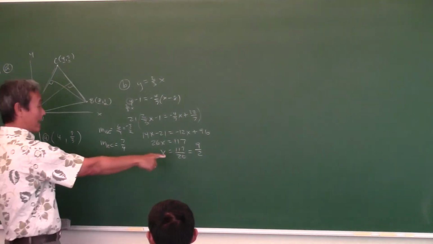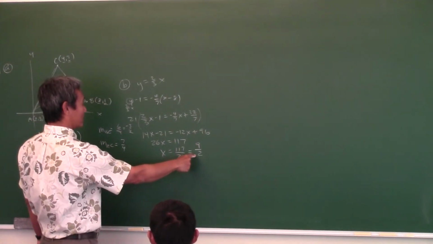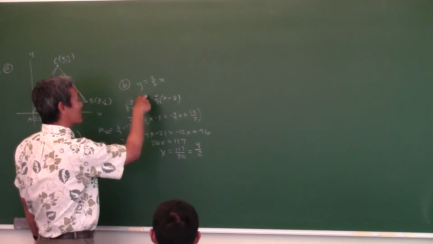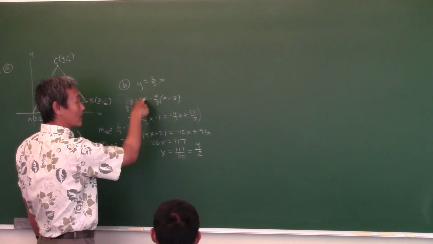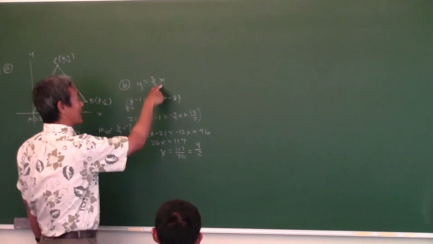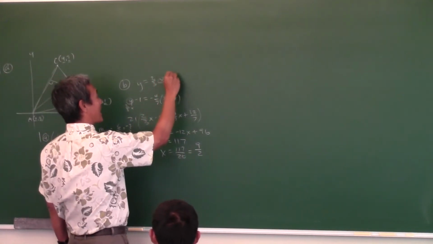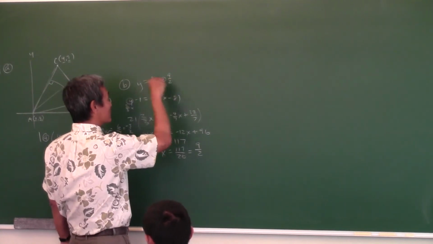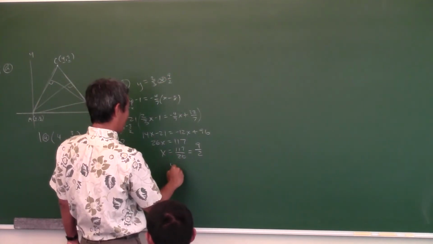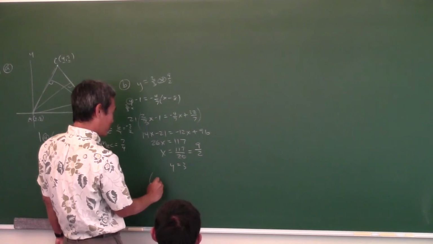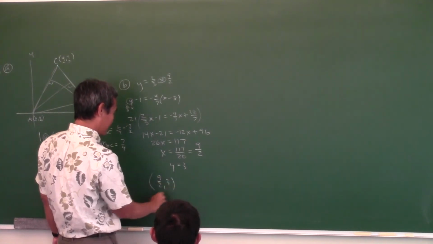And then once you get the x coordinate, how do you get the y coordinate? Plug it back into one of these. Which one looks nicer? The nice one or the ugly one? I think the nice one. Yeah? So if I plug in 9/2 for x there, the 2's cancel out, so I get 3. Y equals 3. So therefore the orthocenter is 9/2 comma 3.